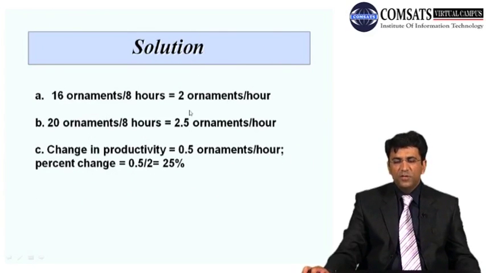This is the case, 2 ornaments per hour, old productivity. 20 ornaments divided by 8 hours is equal to 2.5 ornaments per hour. This is the new productivity. And again, you can use the similar formula for the improvement in productivity, and there is 25% improvement in productivity in this particular case.